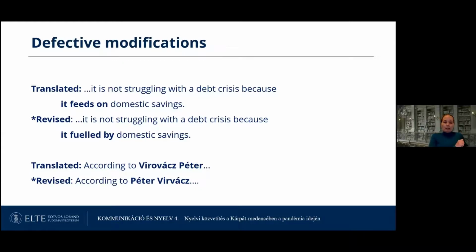In the next example, the name needed to be modified to the word order of the name. Instead of the Hungarian word order, the English word order needed to be introduced. And so the reviser detected the problem, intervened, but in the meantime made a mistake and introduced a new error in the name, leaving out "o" from the name Virovac.